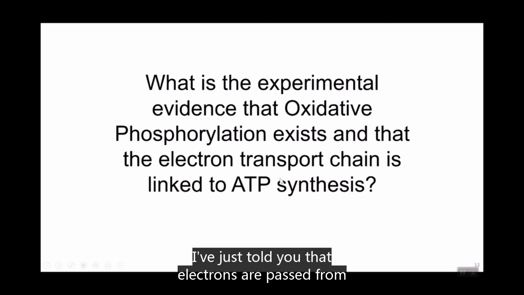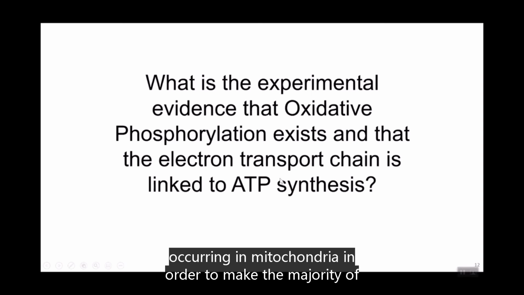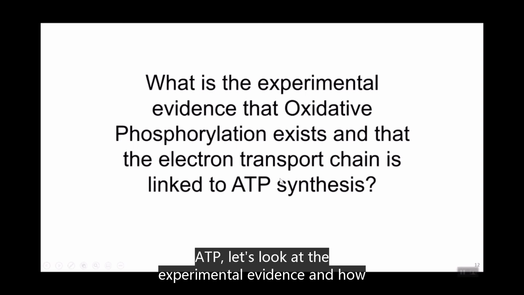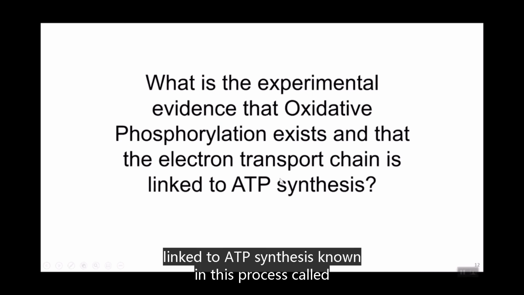I've just told you that electrons are passed from carrier to carrier, and this sets up a proton gradient that's used by ATP synthase. But how do we know that this is occurring in mitochondria in order to make the majority of ATP? Let's look at the experimental evidence and how you can demonstrate that the electron transport chain is linked to ATP synthesis, known in this process called oxidative phosphorylation.